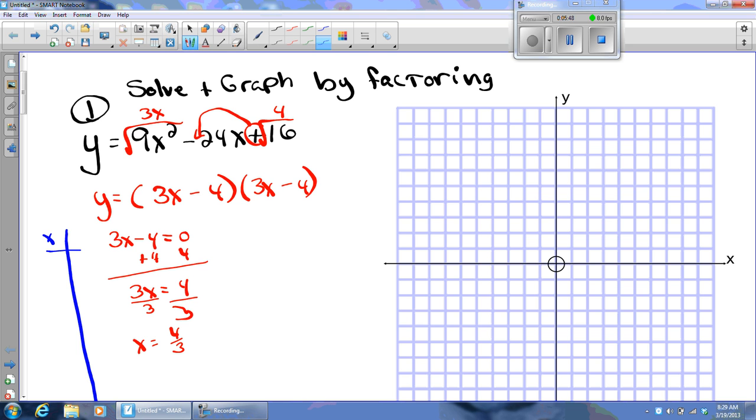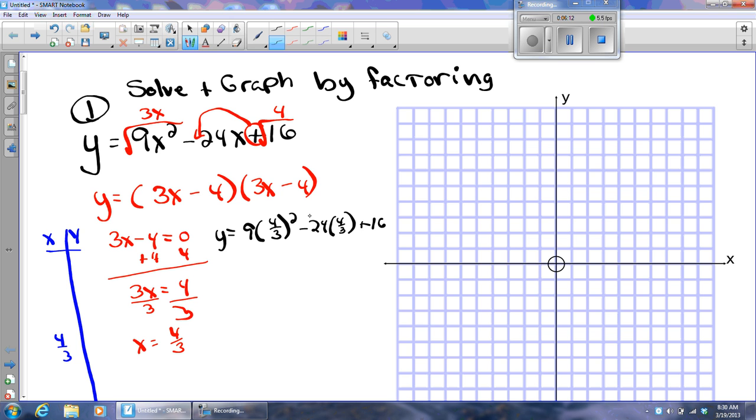So I'm going to make a little t-table here, and I'm going to put 4/3 in, or if you prefer, 1 1/3. Now I'm going to go get the y coordinate of my vertex. And so I'm going to go y equals 9 times 4/3 squared minus 24 times 4/3 plus 16. There's nothing wrong with using a calculator here, especially since you're restricted on time. I'm going to do it in my head, though. This is going to be 16 ninths. The ninths are going to cancel, so the first part's going to be 16. This is going to be minus 32, and this is going to be 16.